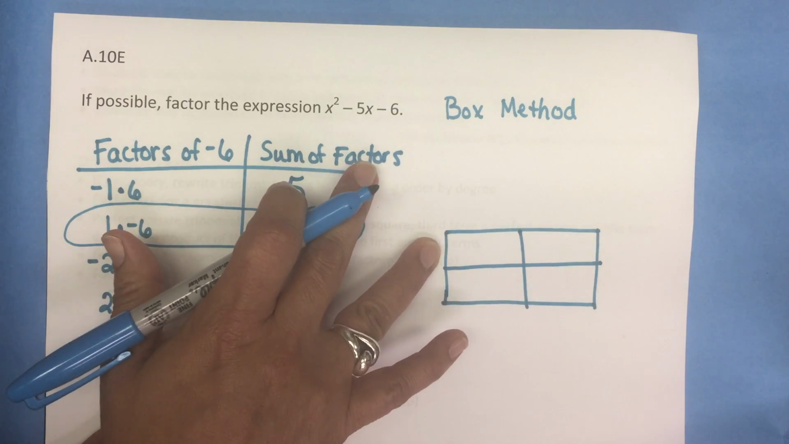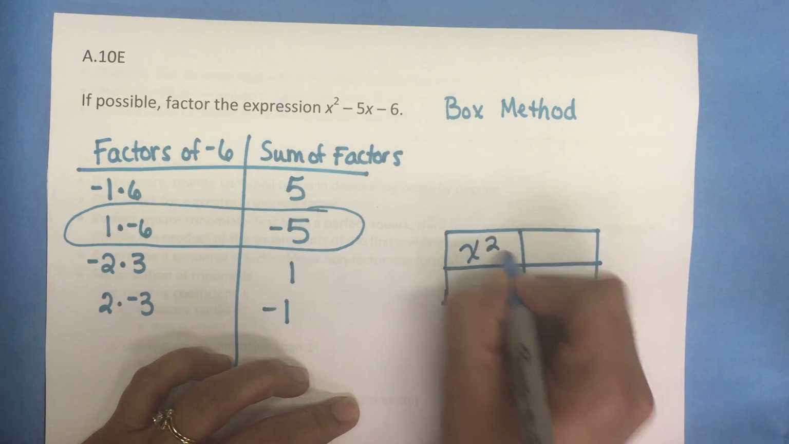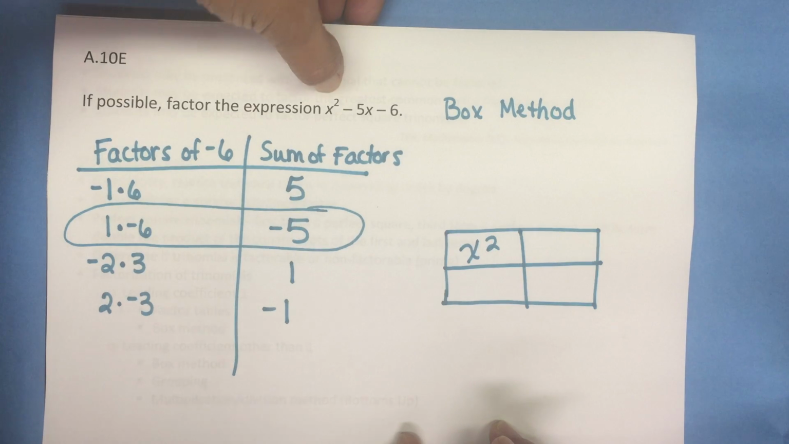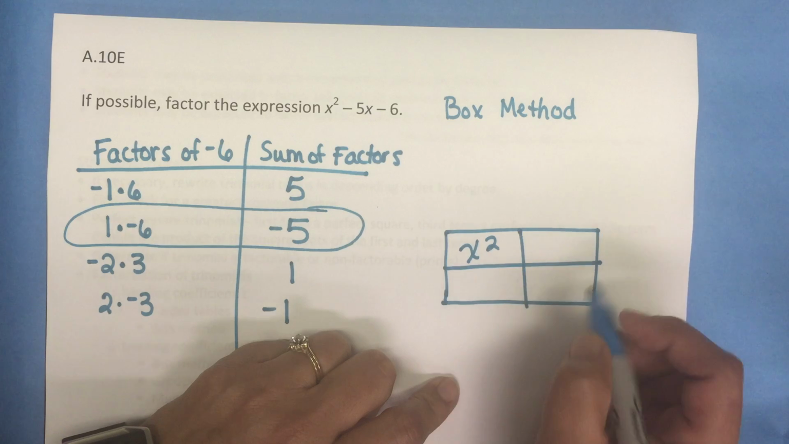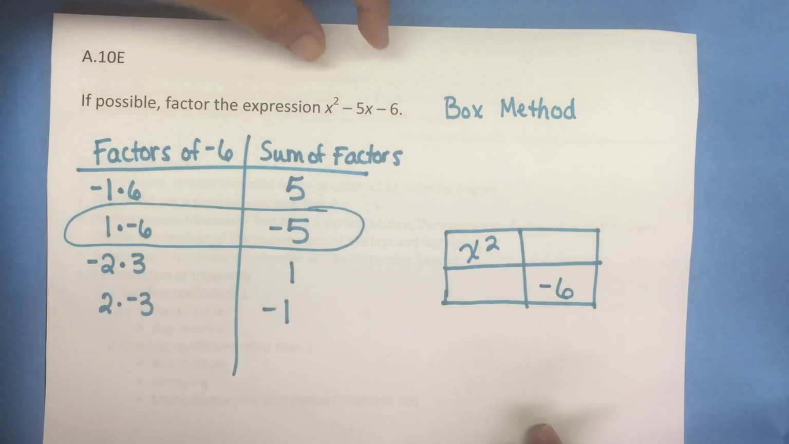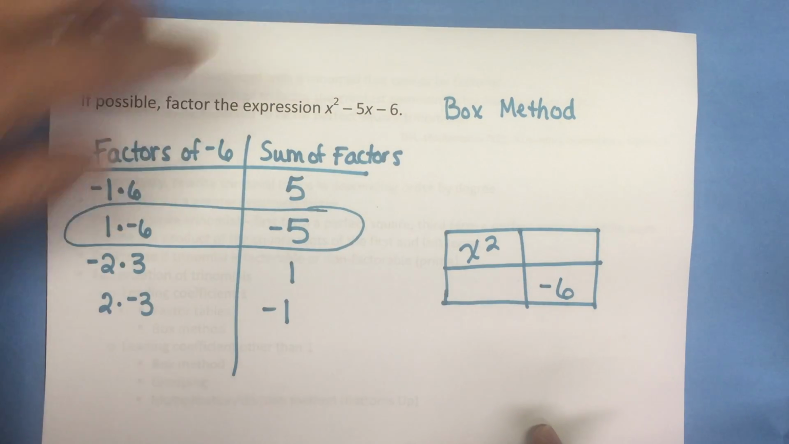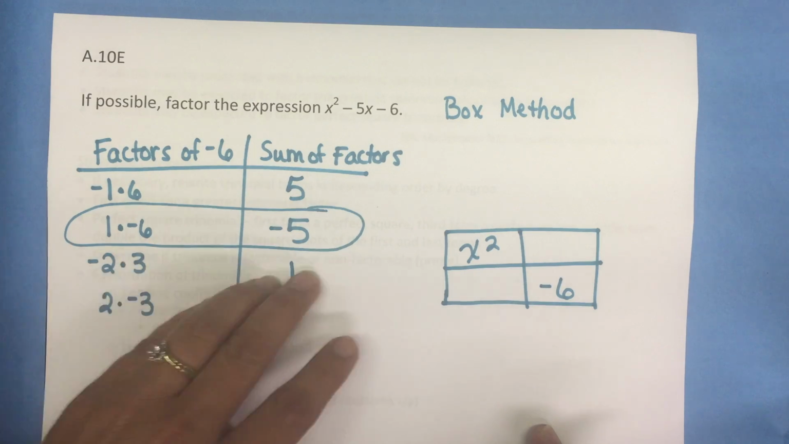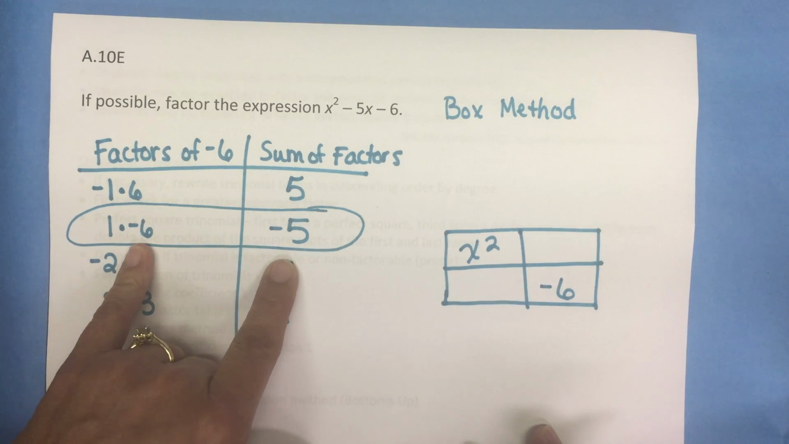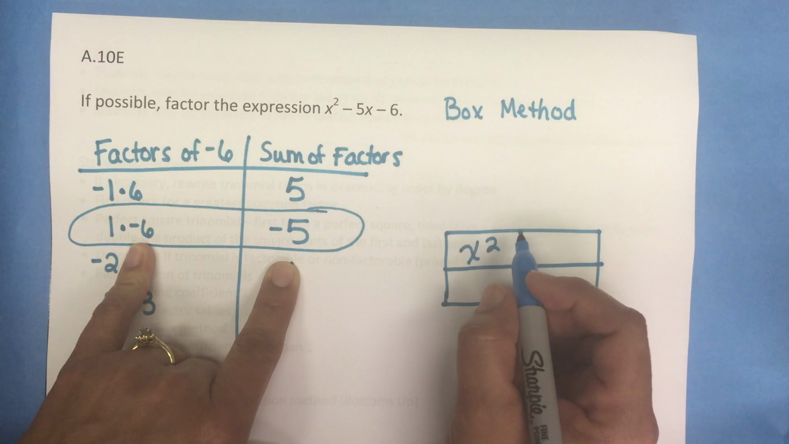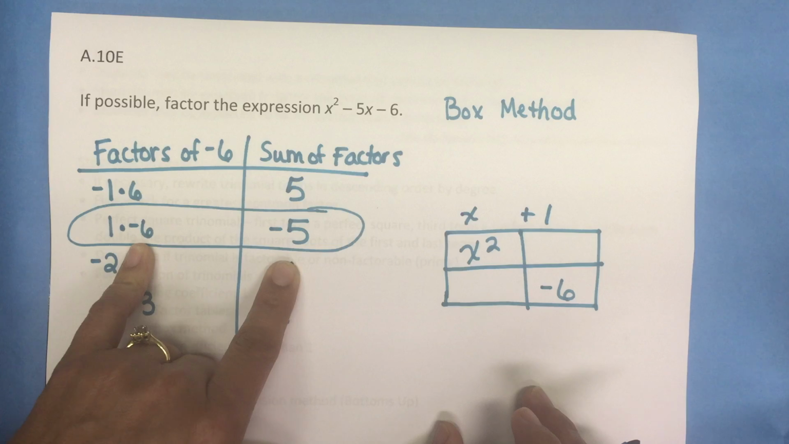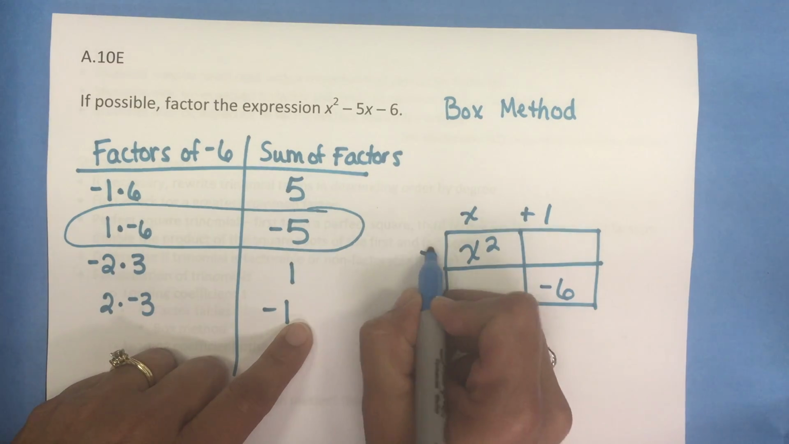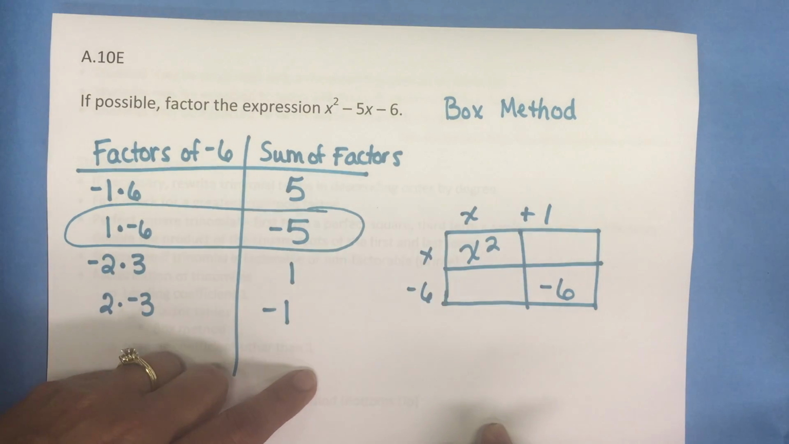In the top left box, you're going to put in the first term of the trinomial, which is x squared. And in the bottom right hand box, you're going to put in the last term of the trinomial, which is negative 6. Now we're going to take what we have from our factor table, which are the factors that we know will work. We know that x plus 1 will work, and we know that x minus 6 will work.